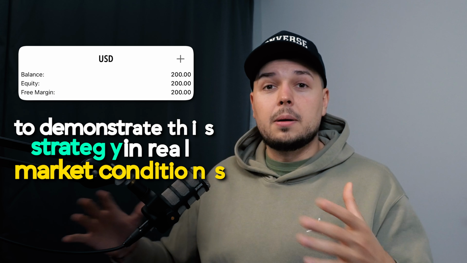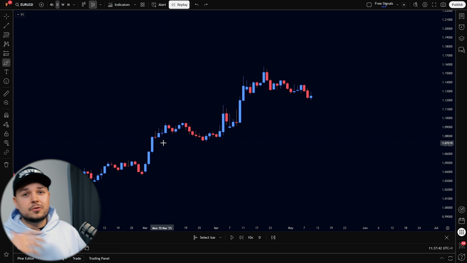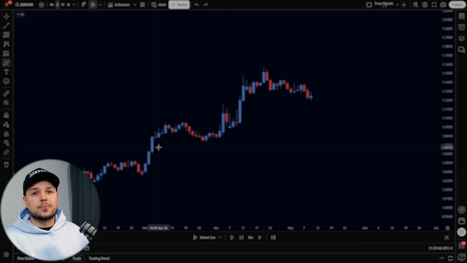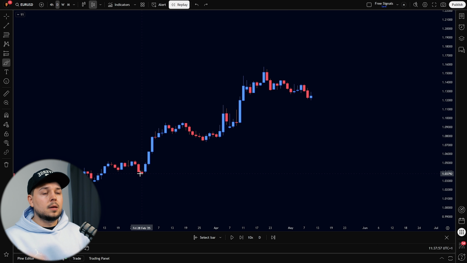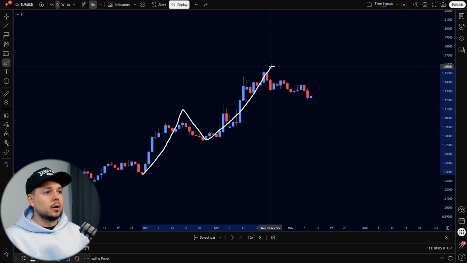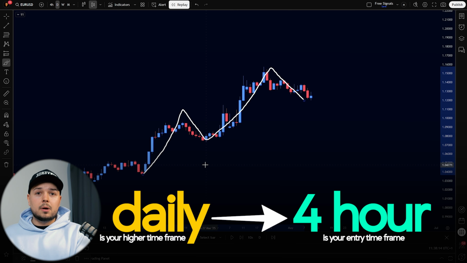So step number one is to check the higher time frames and confirm the trend direction. To identify the trend clearly, we want to use at least two time frames, which is the higher time frame bias and your entry time frame. In this case, since this is a swing trade on the daily time frame for Euro US dollar, we would be looking for higher highs, higher lows, higher highs and higher lows one more time. And we would go on the 4-hour time frame to actually find a precise entry.